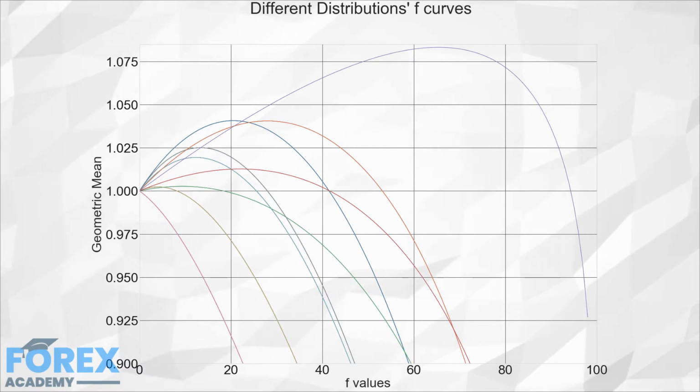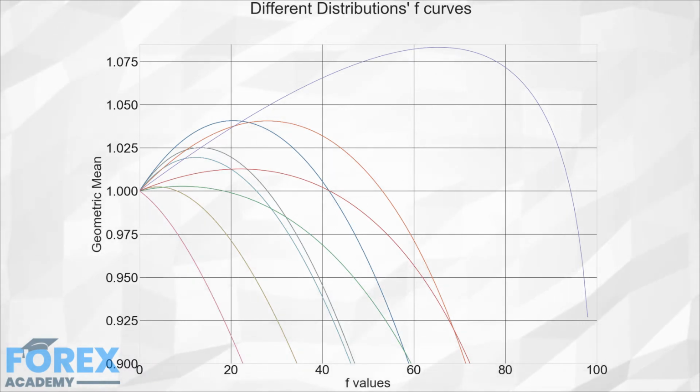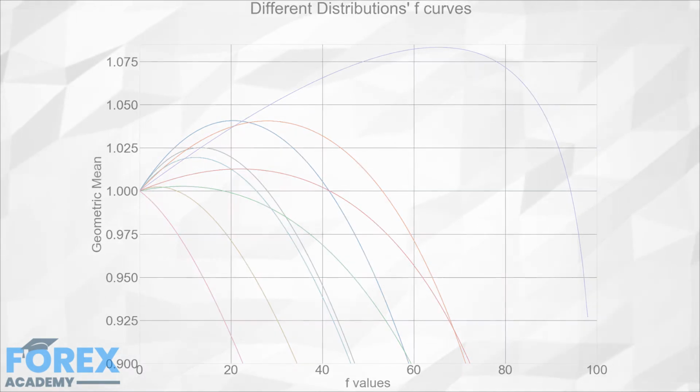Optimal F will allow us to compare the real power of a trading system, measured by its geometric mean. The best attainable geometric mean will indicate which trading system to choose among a list of candidates.